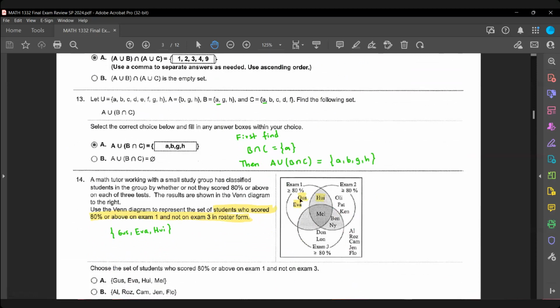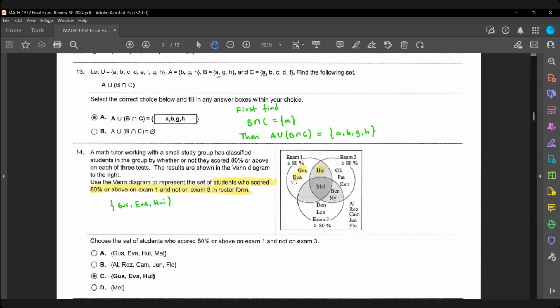Here in this case, you notice that I've highlighted the names of the students that earn an 80 or above on exam 1. But why did I exclude Mel? Excluded Mel because Mel, although belonging to exam 1, also belongs to exam 3 and 2, which is not relevant in this case, but Mel belongs to exam 3. And therefore, Mel should not be included because we do not want to include Mel because it's in exam 3. So in this case, we have Gus, Eva, and Huey.